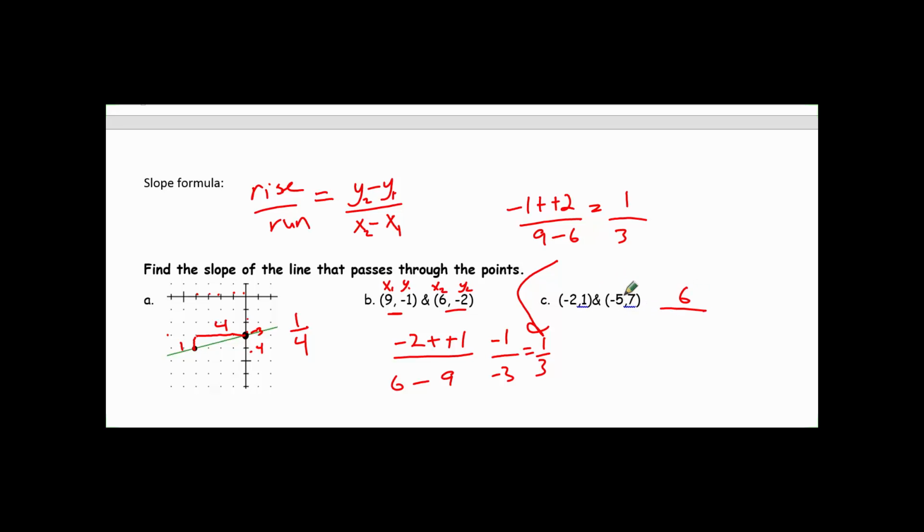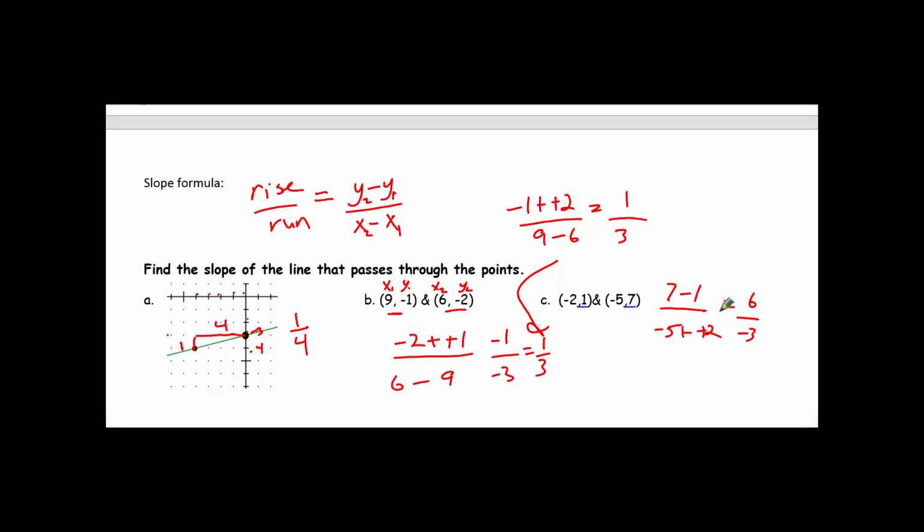7 minus 1 is 6. Here, I'll do it slower than that. 7 minus 1, -5 minus -2. 2 negatives make a plus. So 6 over -5 plus 2. You owe 5, you get 2 back. That means you still owe 3.